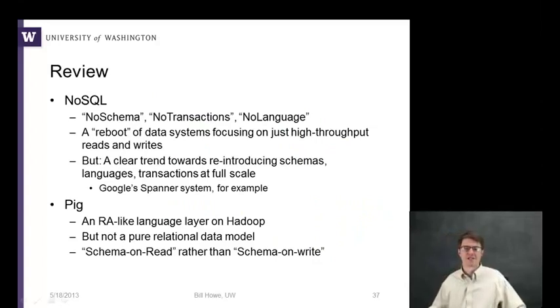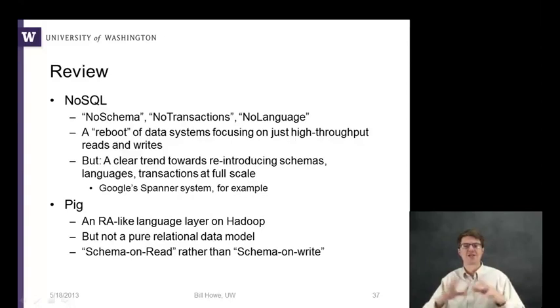So what did we talk about in the last several segments? Well, we described NoSQL systems and argued that they're important for a data scientist to understand, in part because you may be using them, but also because you may be asked to weigh in on their relative strengths and weaknesses compared to other systems. And so we talked about NoSQL sort of meaning no schema and no transactions and no language, and maybe less specifically about SQL. And overall, they're kind of a reboot of data systems, zeroing in on just high throughput reads and writes. Okay.